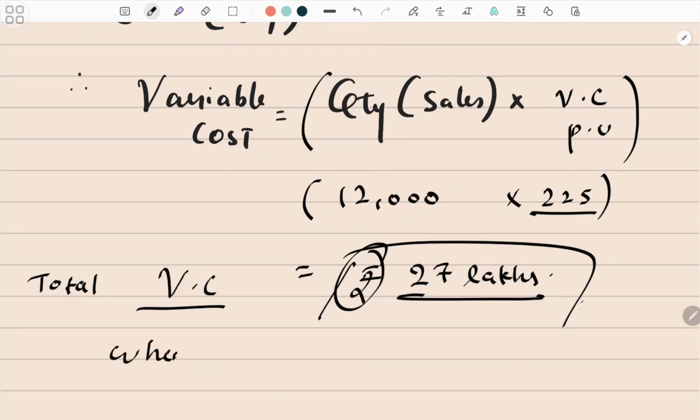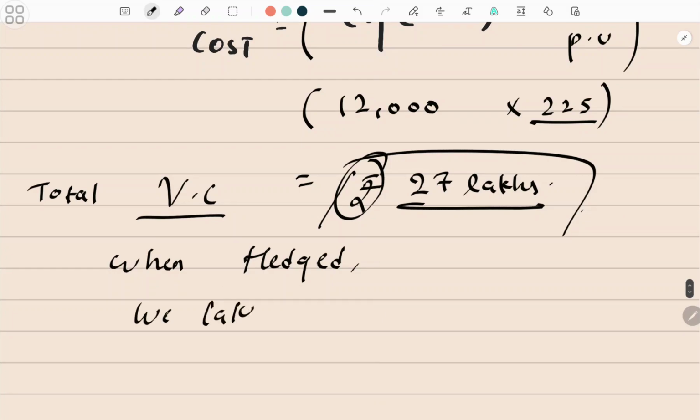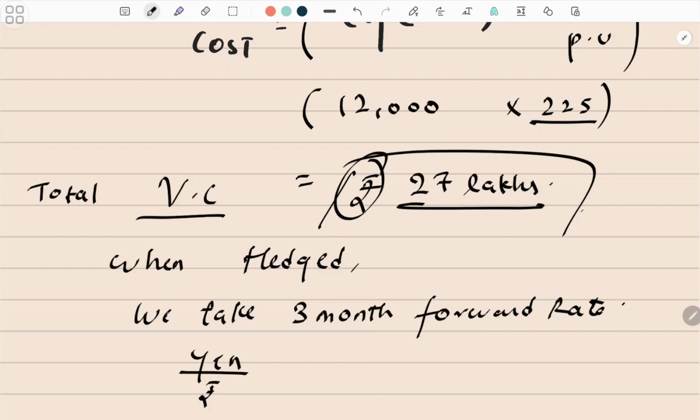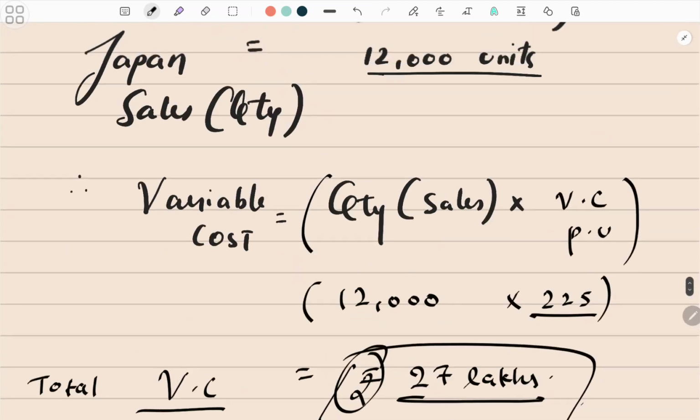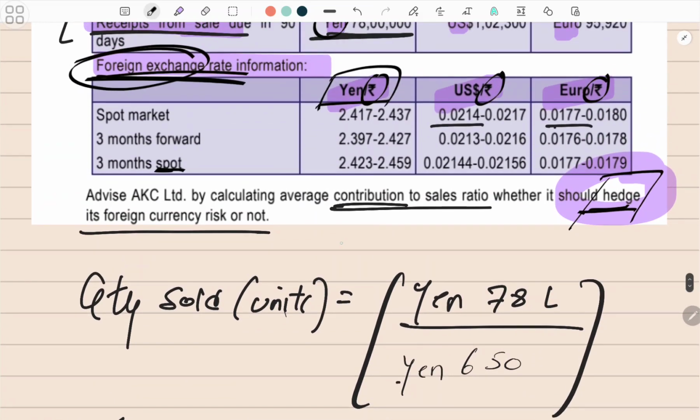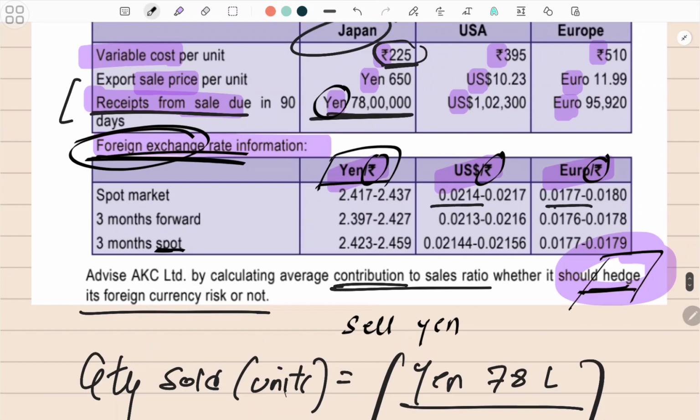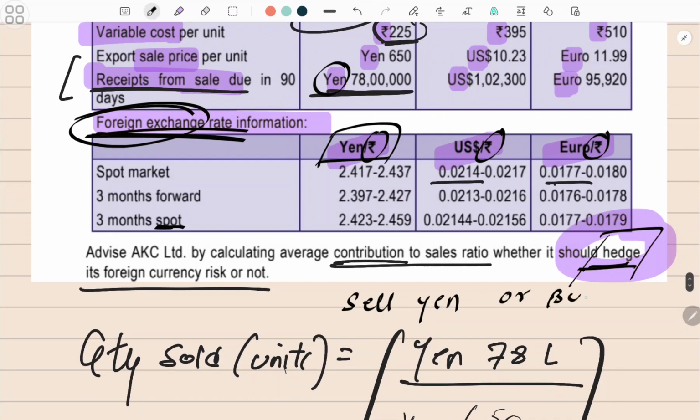So when hedged, we take the 3-month forward rate. The rate is actually yen by rupee. This is the rate. It's a rupee quote. Rupee is the standard currency. So now sell this 78 lakh yen, or buy rupee. Both are the same thing. 2 currencies are involved in the quote. What should I do? It's a rupee quote. Rupee is the standard currency, so I have to deal in rupee. So I will buy rupee.